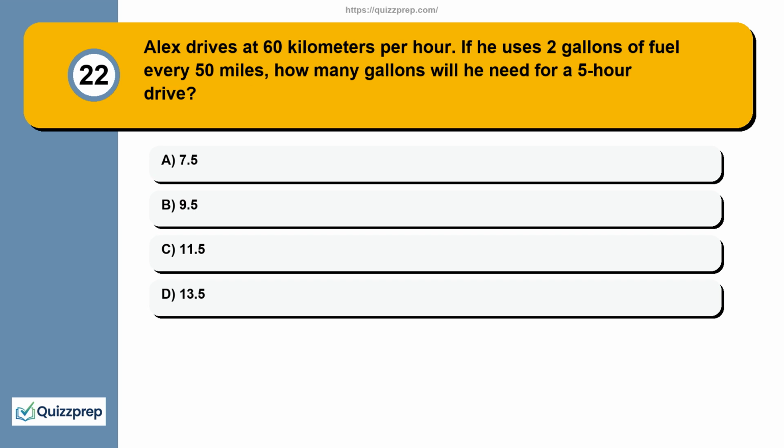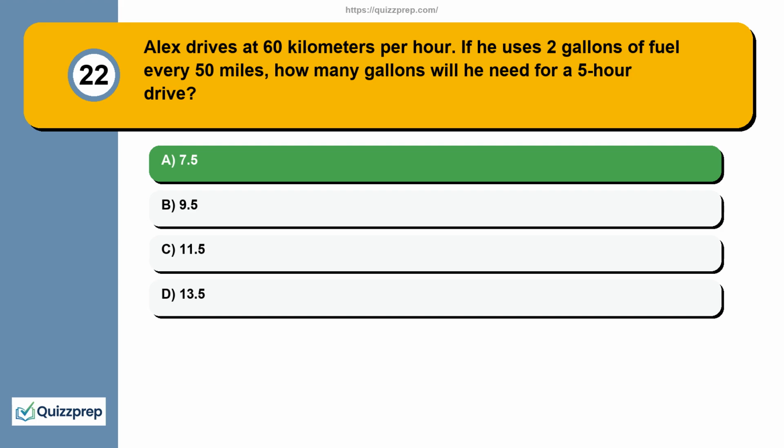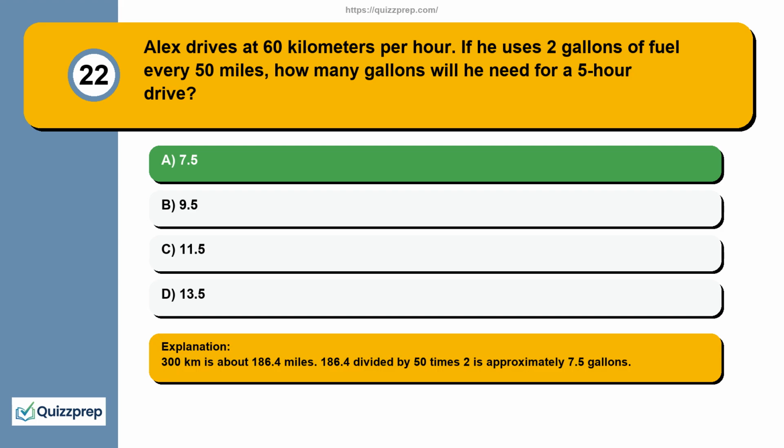Question 22. Alex drives at 60 kilometers per hour. If he uses 2 gallons of fuel every 50 miles, how many gallons will he need for a 5-hour drive? 7.5, 9.5, 11.5, 13.5. 300 kilometers is about 186.4 miles. 186.4 divided by 50 times 2 is approximately 7.5 gallons.